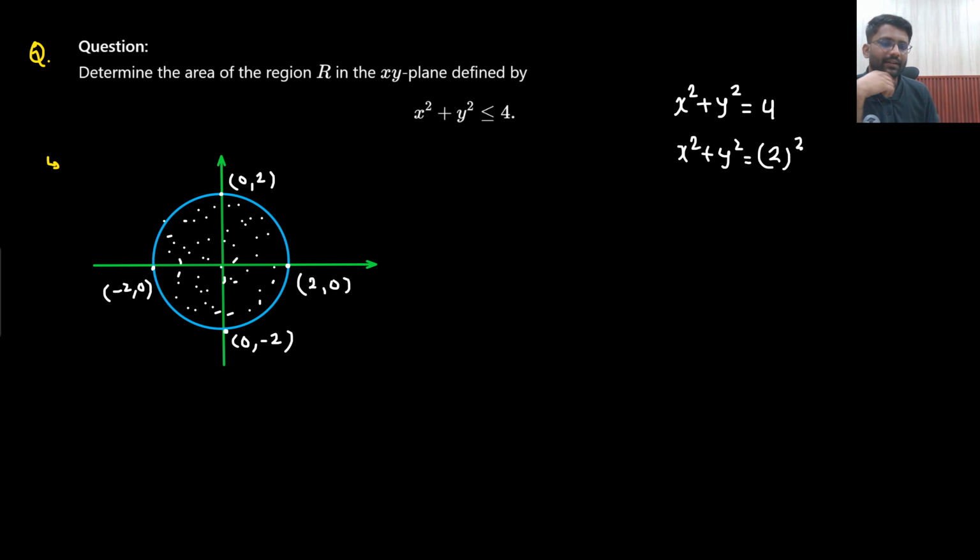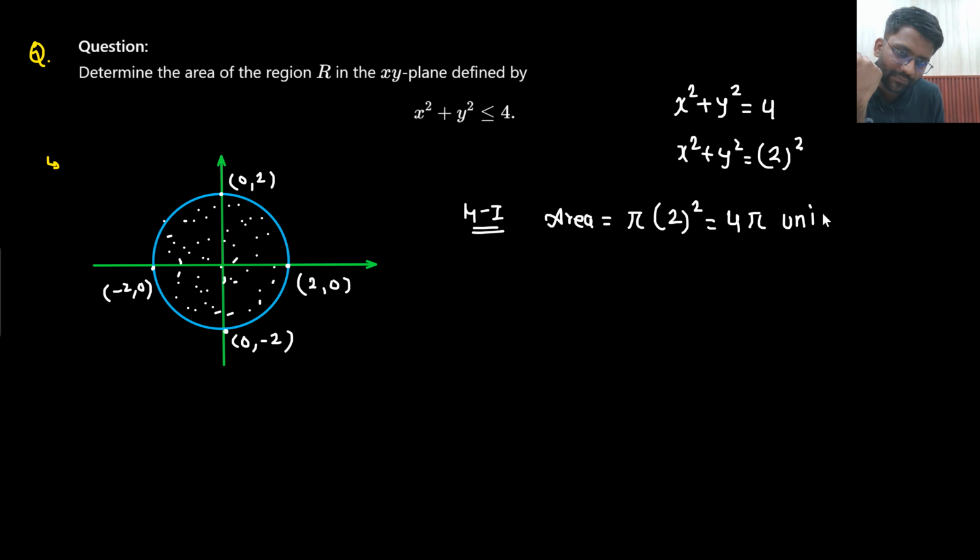So do we know this area? Absolutely, sir. Method 1. I already know this area. This is pi r square, the area of the circle. What is the answer? Pi r square. What is the value of r here? 2 square. What is the answer? 4 pi unit square is the answer. That's it. This is the answer.